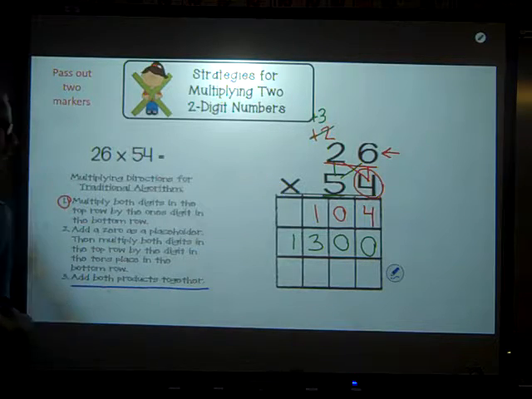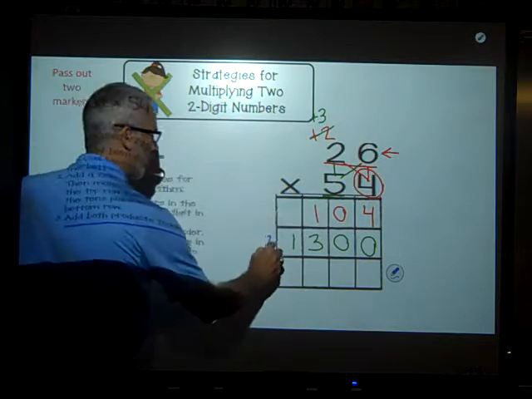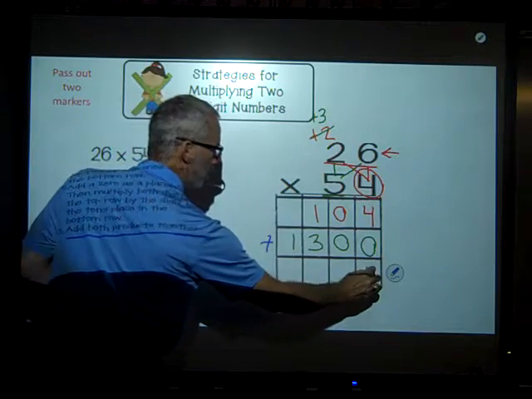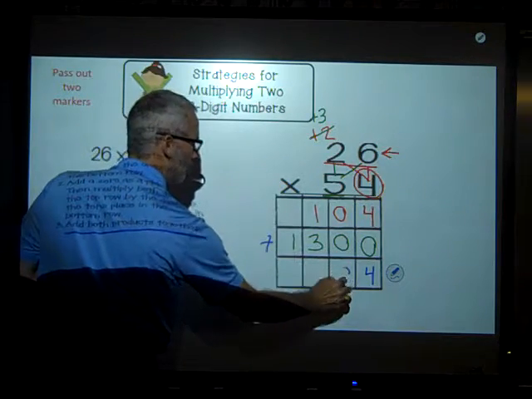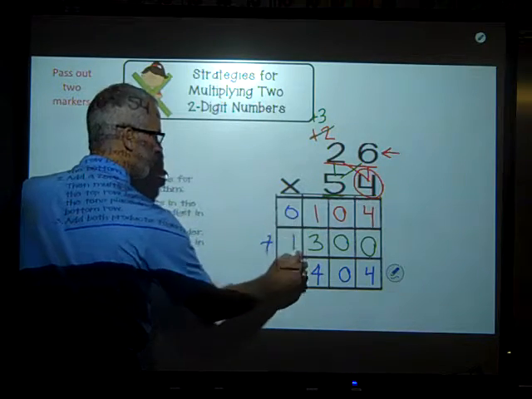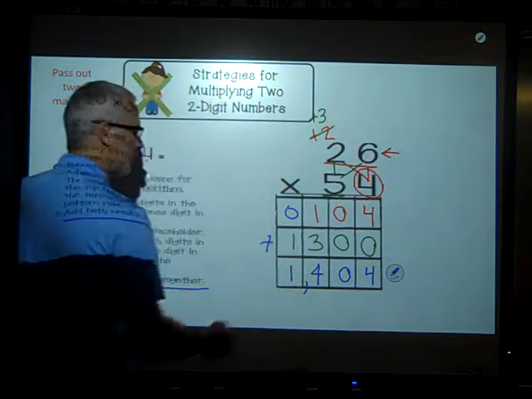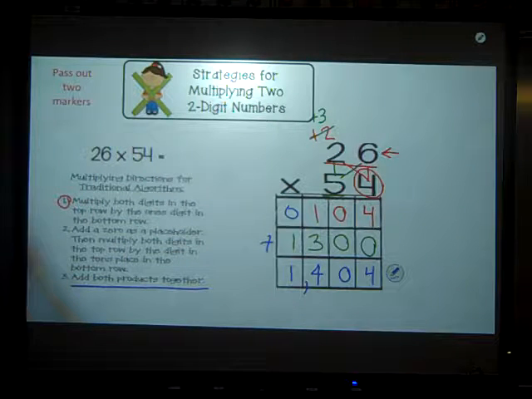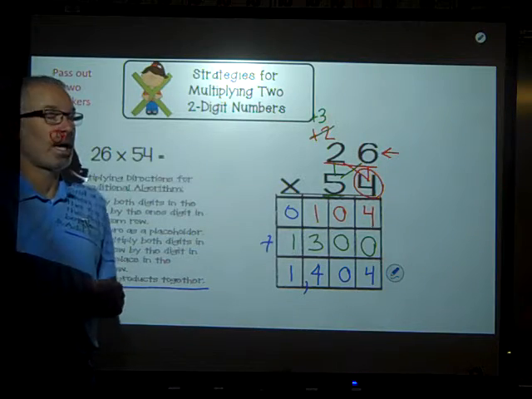Now if I read my steps over here, step number 3 tells me to do what? Add the products together. Add the products together. So I'll add 4 plus 0, 4. 4, 0 plus 0, 1 plus 3, 4. And 0 plus 1, 1. So my final answer is 1,404. Nice job, okay?